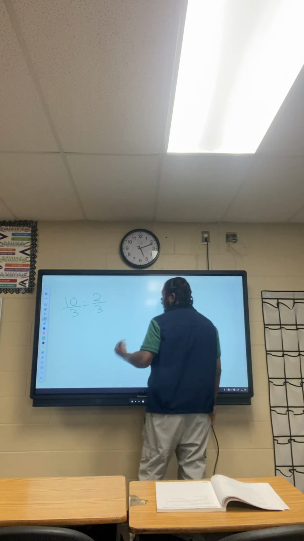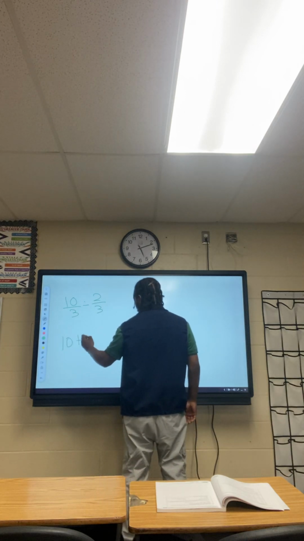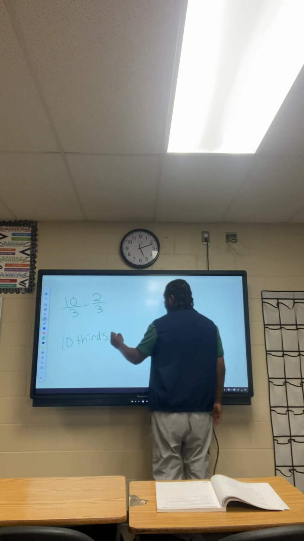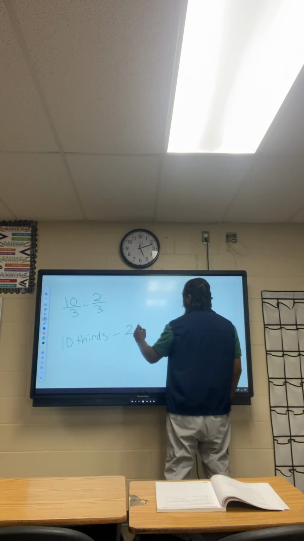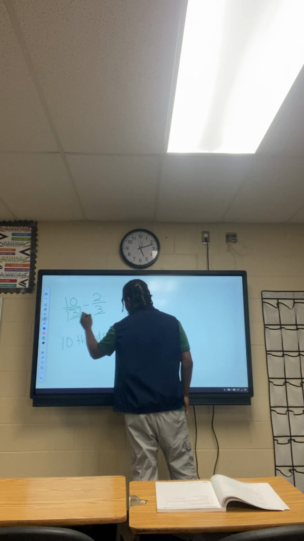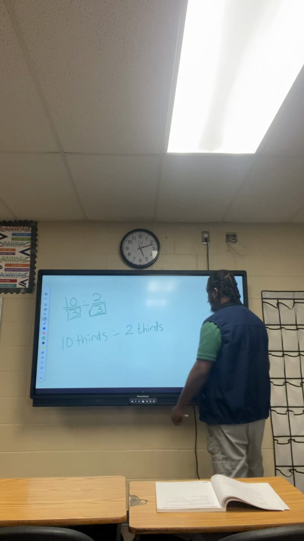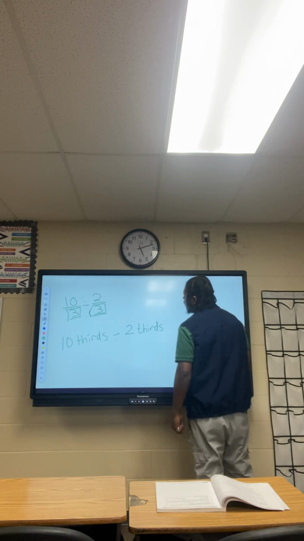So we have our problem. Let's put it in unit form. We have 10 thirds divided by 2 thirds. This is where I'm getting thirds from. Those 3's right there, the denominators of our fractions. Okay, so now we can go ahead and solve.